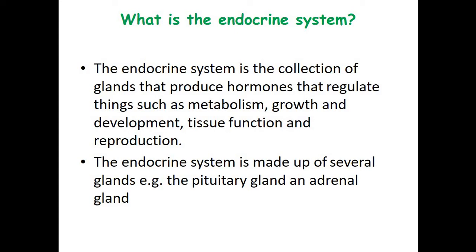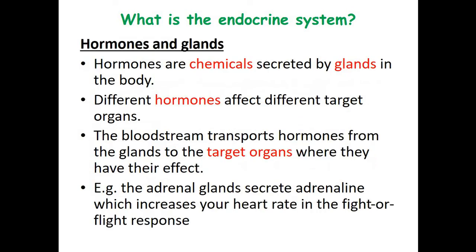The endocrine system is made up of several glands, for example the pituitary gland and the adrenal gland. And we'll come back to this example as we go through this PowerPoint: the adrenal glands sit above your kidneys, and they produce adrenaline. Adrenaline then gets secreted by these glands into the bloodstream, and that adrenaline will travel around in the blood and then diffuse out of the bloodstream into the heart to have its effect, to increase heart rate, and can also increase breathing rate in the fight or flight response. So that's a really good example we're going to return to as we go through.